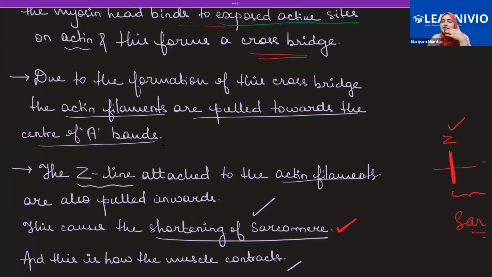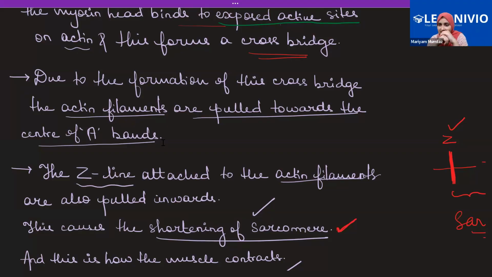The thick one, thick band. Thin band. So, the A band is the thick band. The I band is the thin band. So, the A band is here. The actin is here. Now, because of the contraction, they will be pulled towards the center like this. This is what the sliding filament theory tells us.